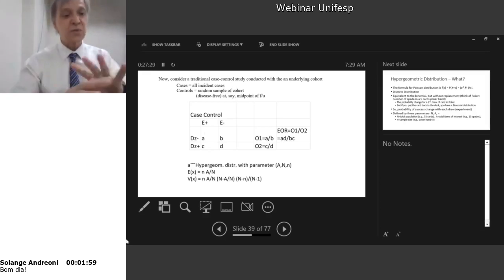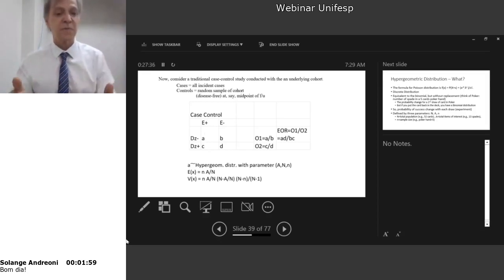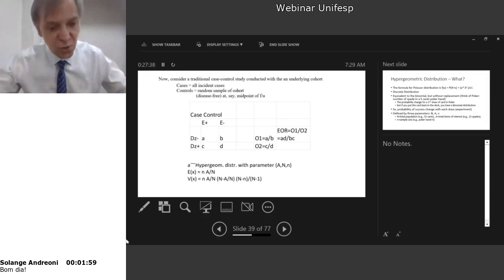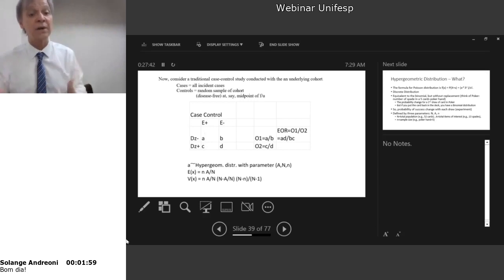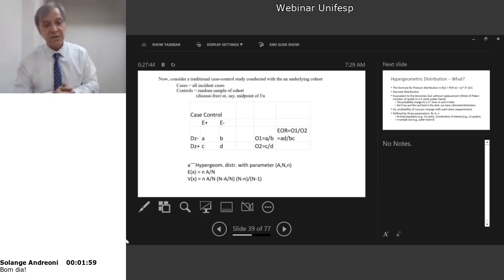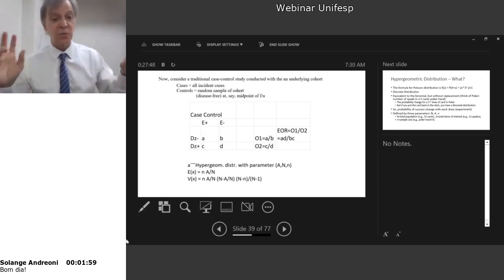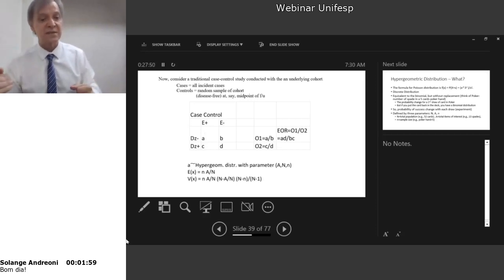So when you have that, which I did not focus too much on, I want to give you a little bit of the discrete distribution for case control. Why? Because case control is a quick, dirty way to do a cohort study, and they're all connected. Okay? So consider a case control conducted in an underlying cohort in which all cases are incident cases.